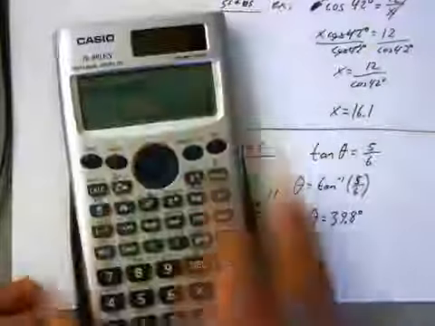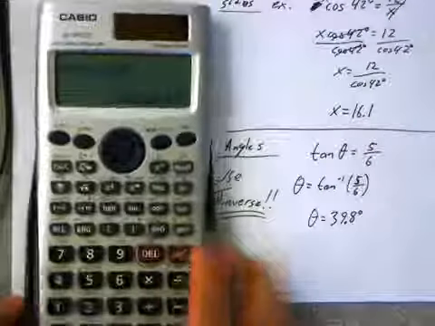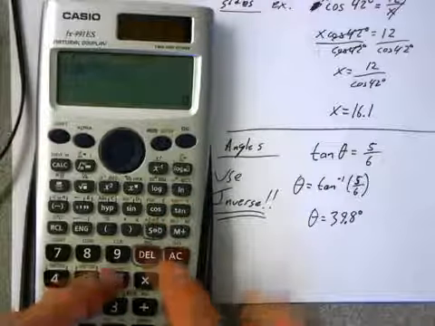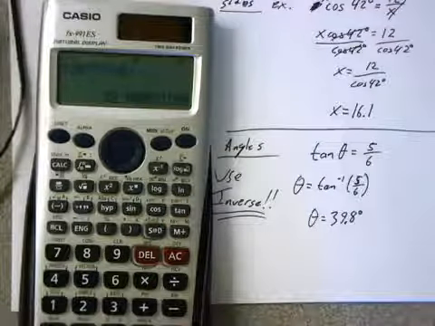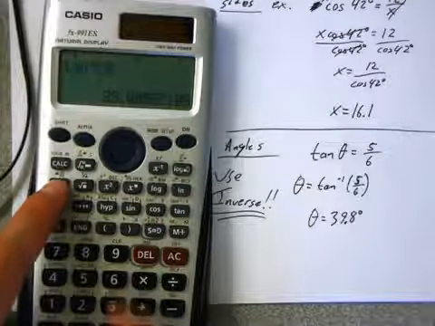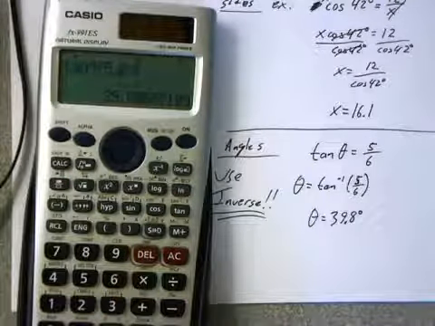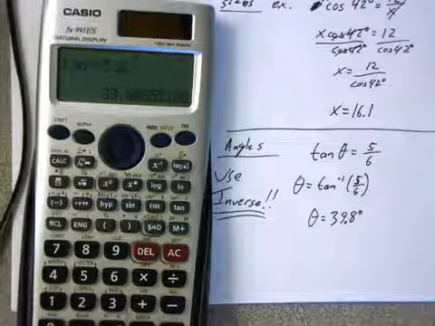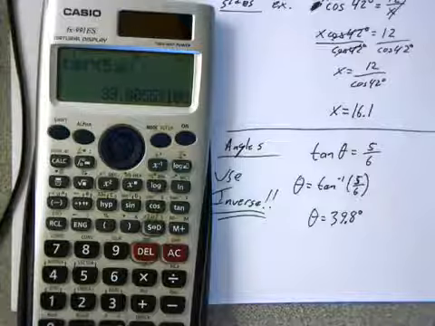So, when you've got one of those, or one of these, you can actually see it, and you can just hit second tan of 5 divided by 6. Or, second tan of 5 over 6. You can use your fraction button here too. Gives you the same thing. So, go ahead and get yourself a good calculator, or get your parents to get you one, and get to work.